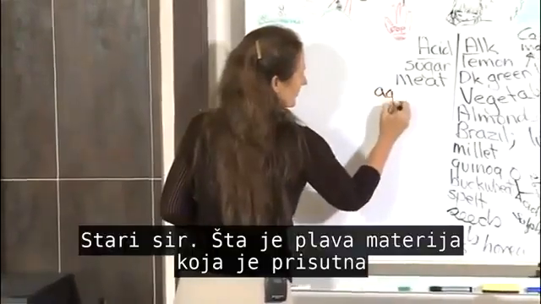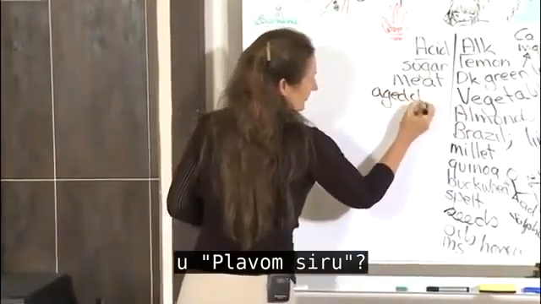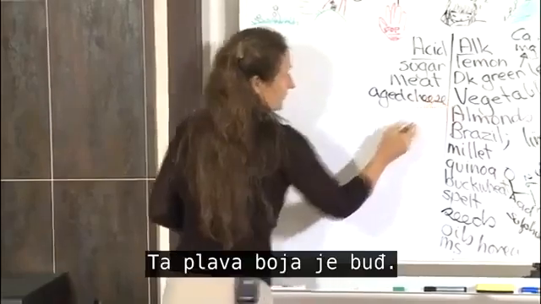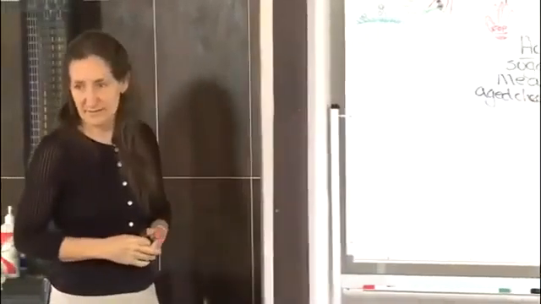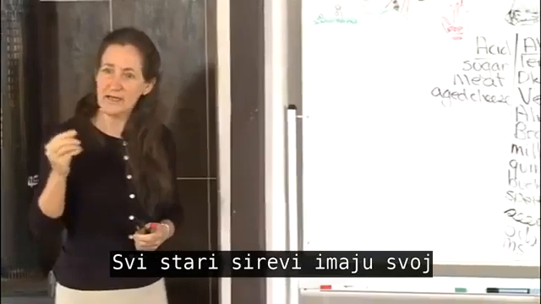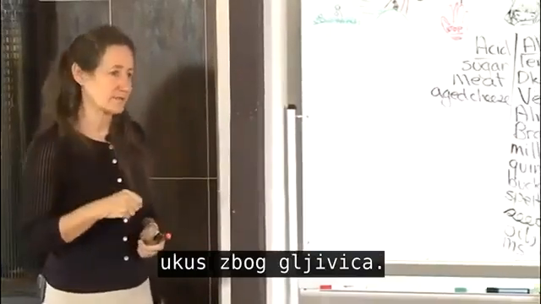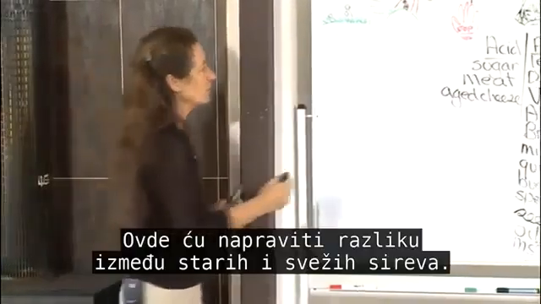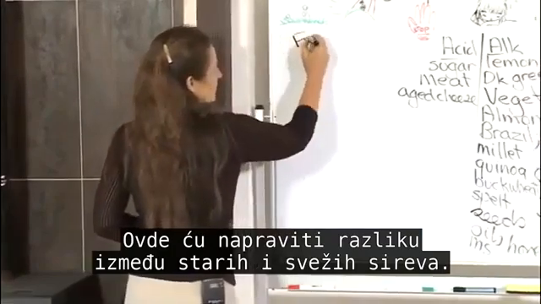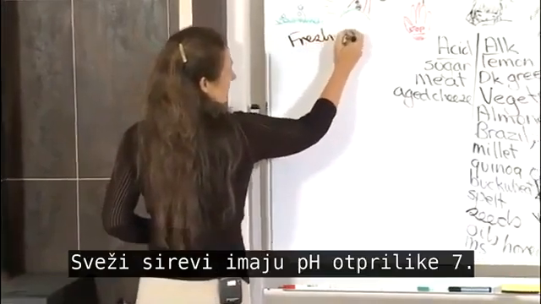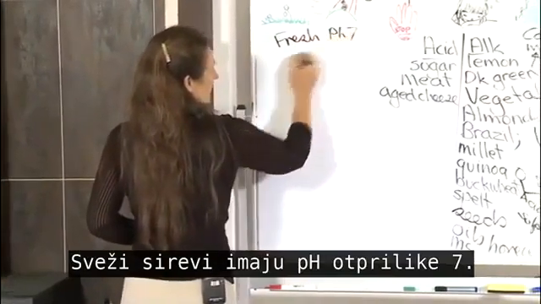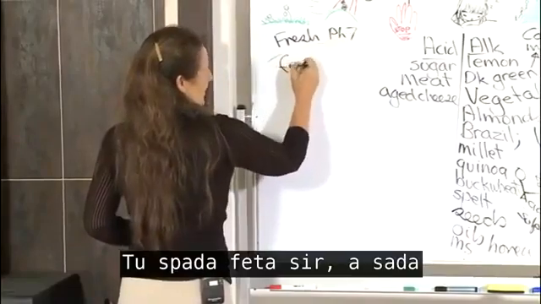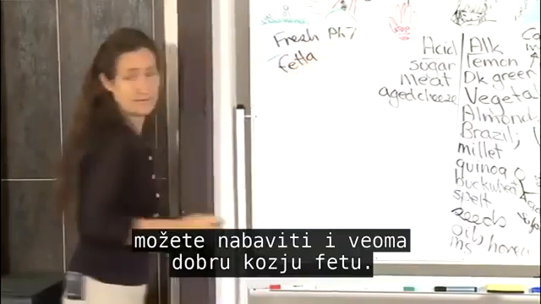Aged cheese. What's the blue in the blue vein cheese? The blue in the blue vein cheese is mould. So all your aged cheese, they have their flavour because of the yeast. Let me put a distinction here between aged cheeses and fresh cheeses. Fresh cheeses are a pH of approximately 7. So there's your feta. And you can get some very nice goat fetas now.